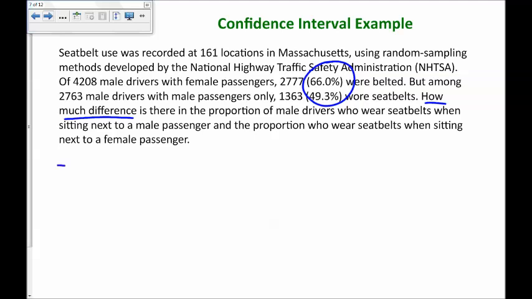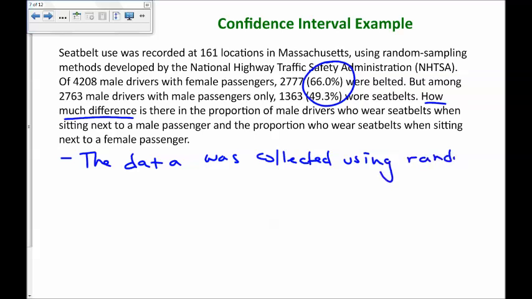I will check the randomization condition by simply stating that they are using random sampling methods. The data was collected using random sampling methods. And I will check the success-failure condition.